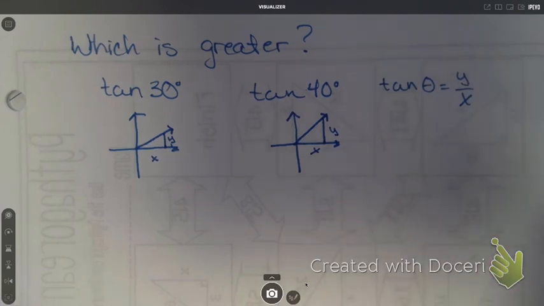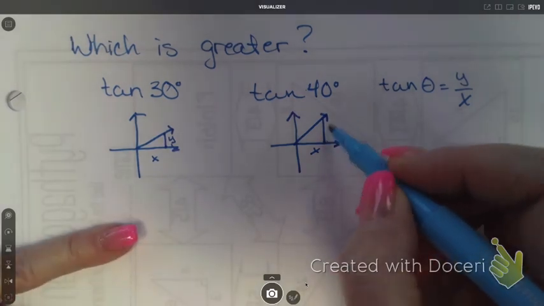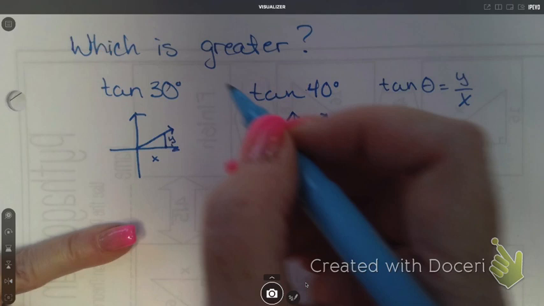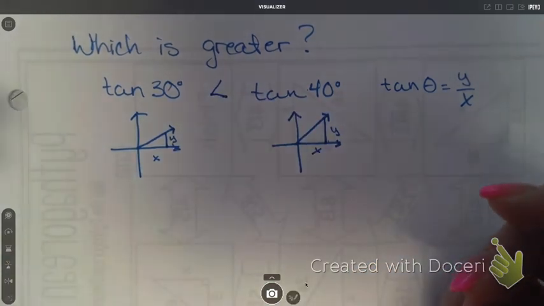40. Why? Because the y is bigger. And if I'm going to divide the y by the x, I'm going to get a bigger number if the y is bigger and the x is shorter, aren't I? Okay, so the y is bigger, so that's bigger.